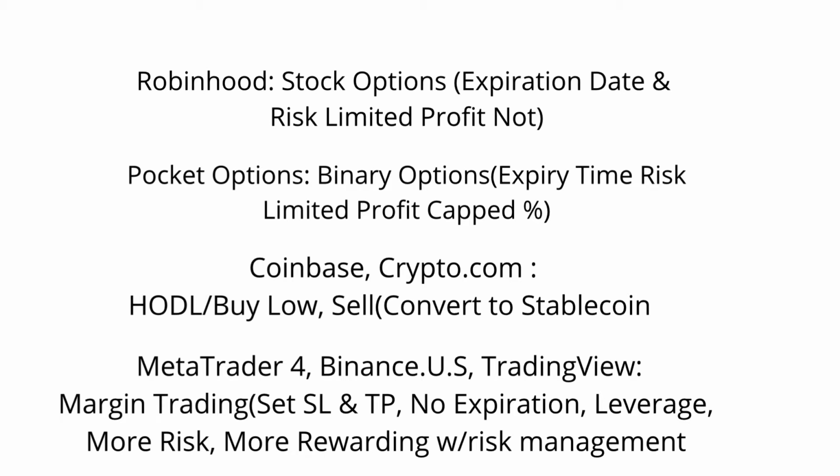With Pocket Option, you trade binary options, and they usually have an expiration time, and the profit is usually capped to a percentage of however much you risk on the trade. You can also trade on Coinbase and Crypto.com, centralized exchanges where you just buy at market price and wait for the price to go up, or buy it at a low price and sell it at a high price, and convert it to stablecoins to avoid the fees.